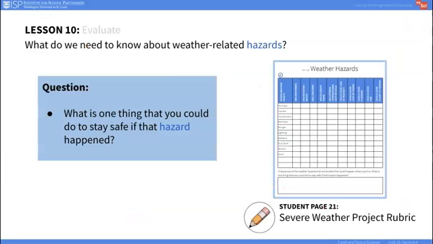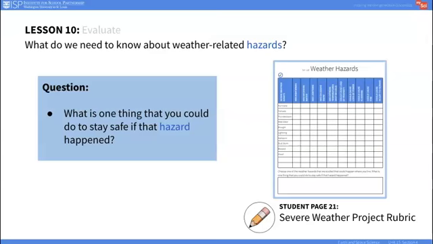In the Evaluate portion of this lesson, students will complete a formative assessment. Students will choose one of the severe weather hazards that could happen where they live and explain one thing that they could do to stay safe if the hazard were to occur. Students will share their ideas with a partner and finally the class.